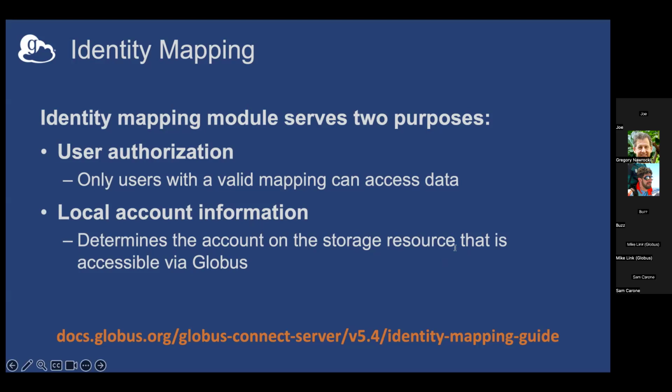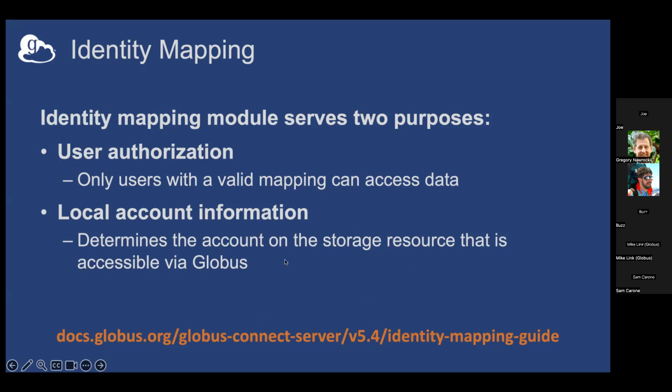So there are two main purposes for the mapping. One is to authorize users. If there is no valid mapping for an account or an identity, then the user is not going to be granted access. It's also to choose what account they will be using when they access the storage system. And the concept of what an account is depends on the storage system. For a POSIX file system, it's going to be the username of the user on that system. For something in the cloud, it might be an account name, or something that gets mapped to an account that's appropriate for that type of storage.